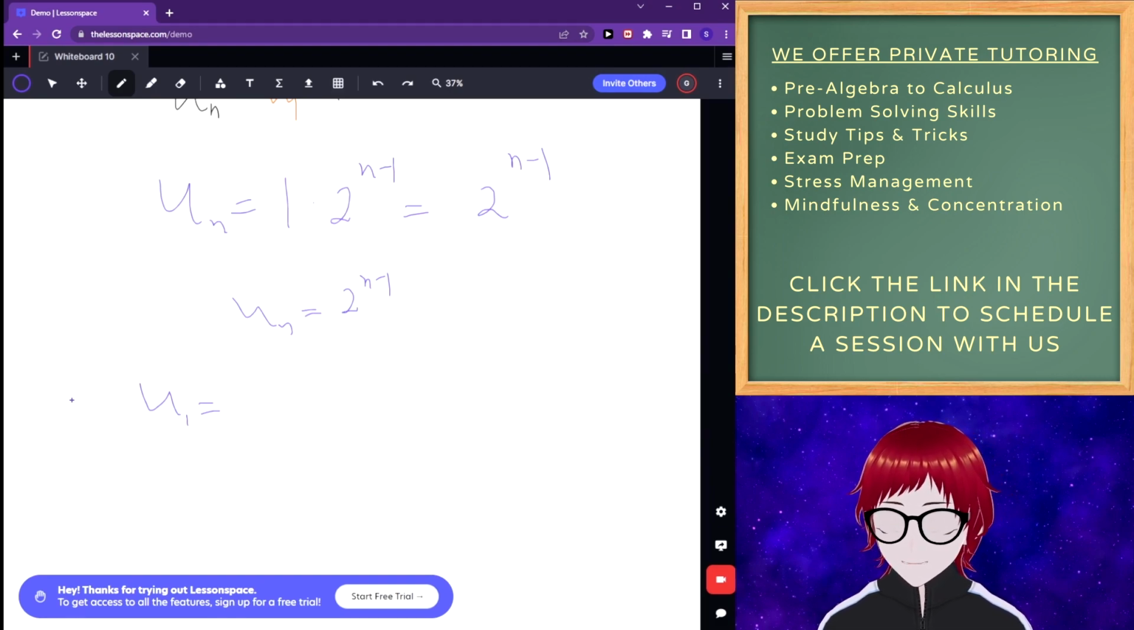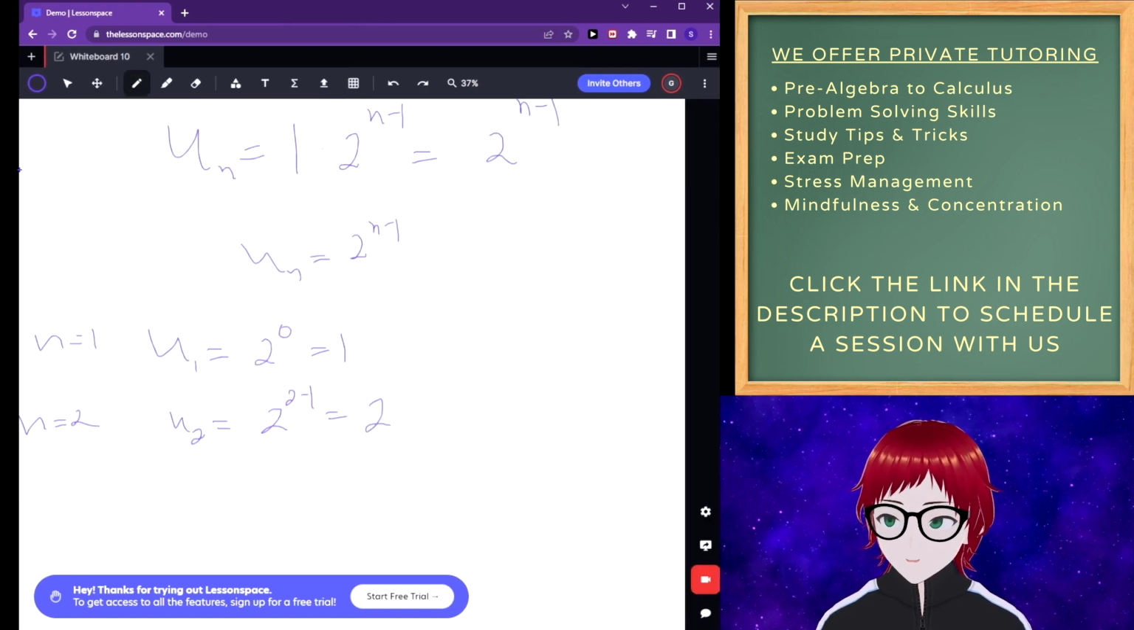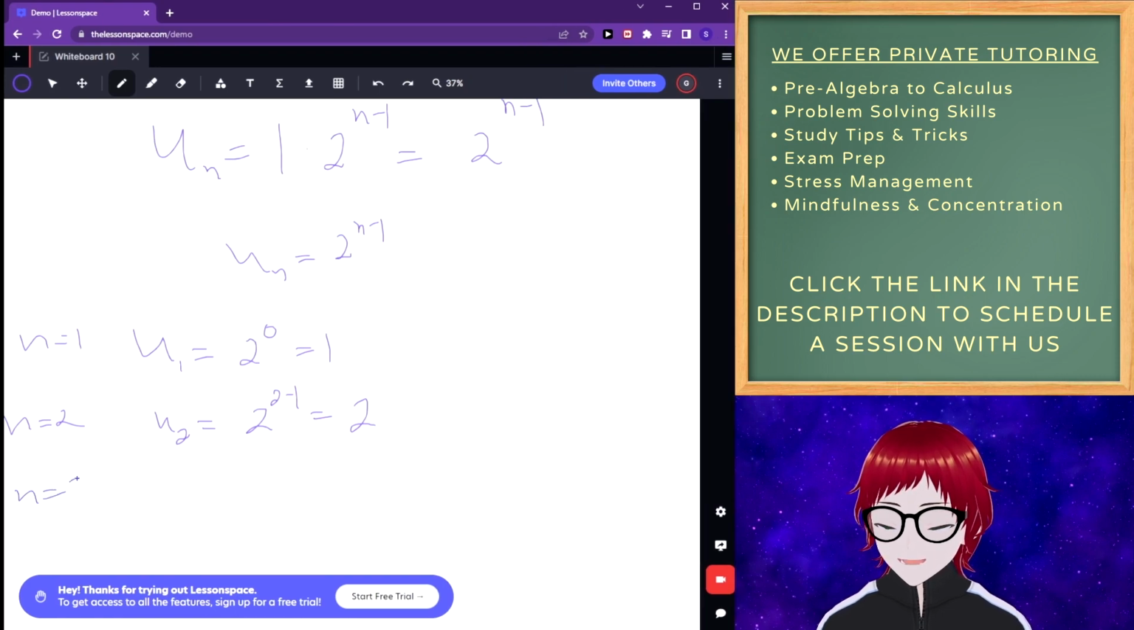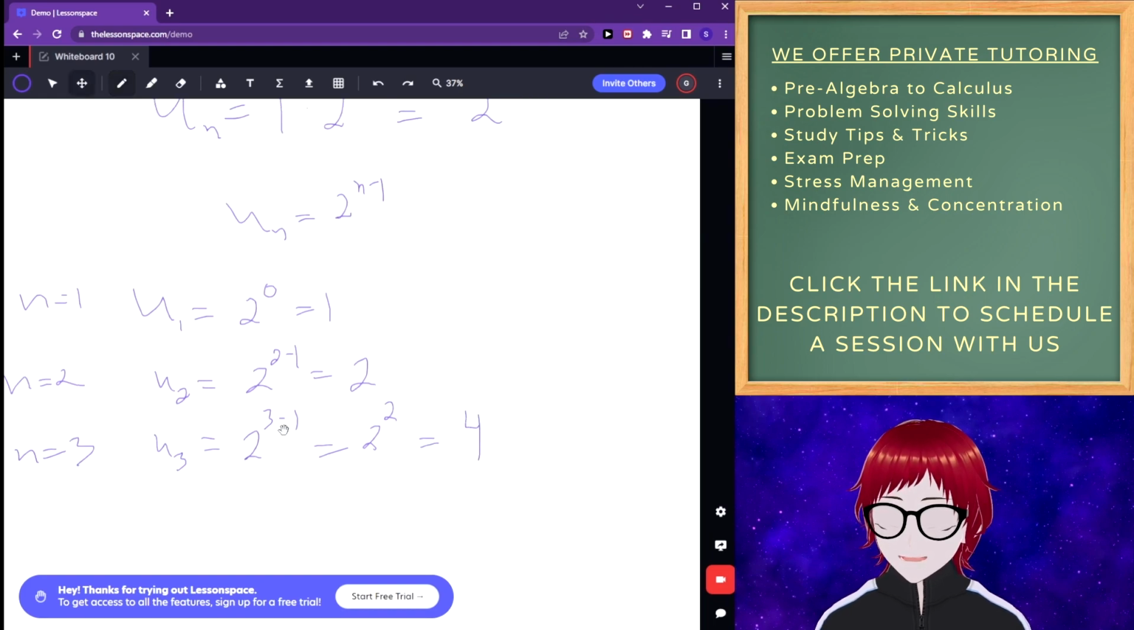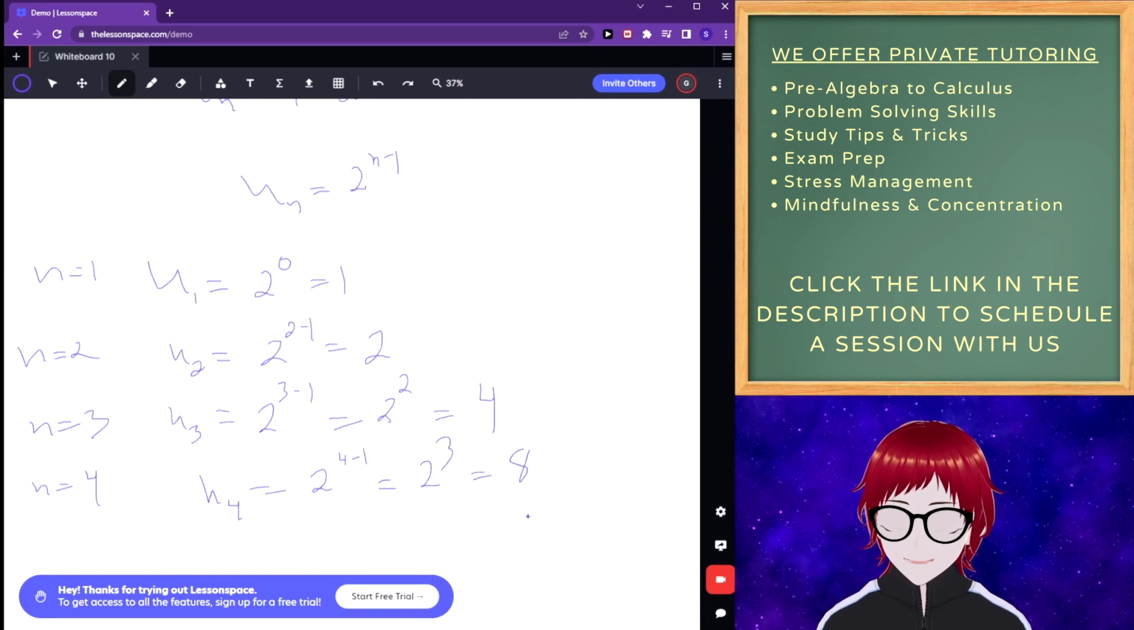So u1, when n equals 1, u1 equals 2 to the power of 0, which equals 1. When n equals 2, u2 equals 2 to the power of 2 minus 1, which equals 2. When n equals 3, u3 is equal to 2 to the power of 3 minus 1, which equals 2 squared, which equals 4. And then finally, let's say n equals 4, u4 equals 2 to the power of 4 minus 1, which equals 2 cubed, which equals 8, and then et cetera, et cetera, et cetera.